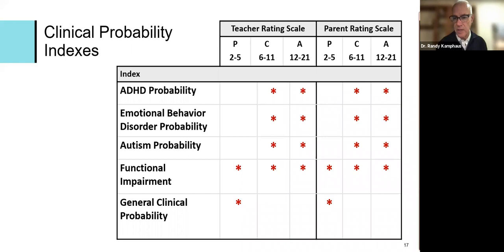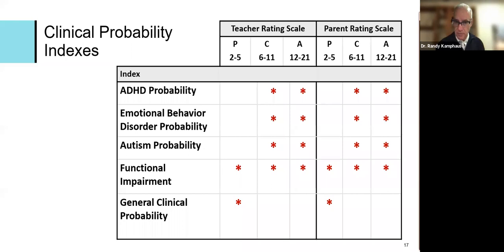So if you have the inattention scale elevated, the hyperactivity scale elevated, and the ADHD probability empirical scale elevated, there's considerable certainty that that child or adolescent has the core symptoms of ADHD. It's making a very strong case for that diagnostic decision and that treatment decision. The emotional behavior disorder probability index does the same thing: kids with a special ed classification of EBD versus not. And Dr. Reynolds will talk about that later in greater detail. Autism probability goes with the DSD, the developmental social disorder scale.